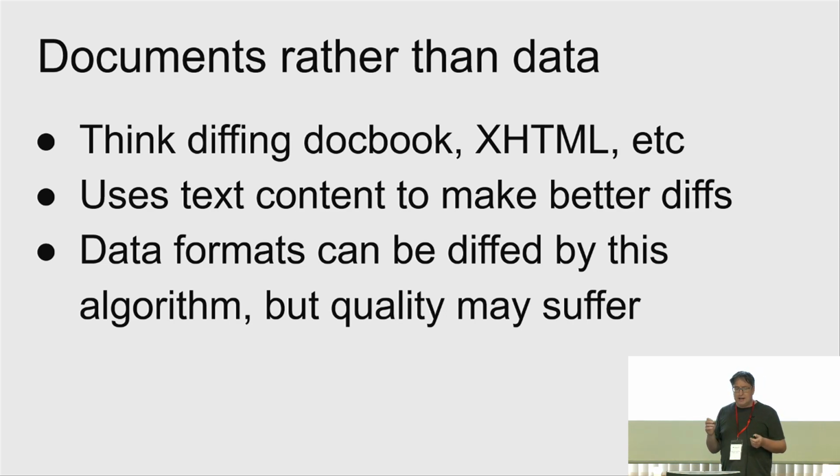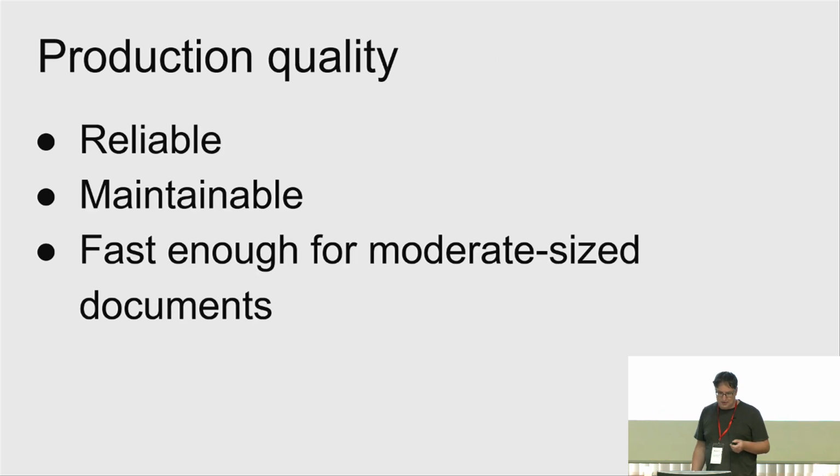The algorithm, which I didn't come up with myself, but I'm getting ahead of myself, uses the text content of the document to help make better differences. The algorithm could be used to diff any XML, but the quality will probably suffer because there's less textual, document-style overlap to anchor the diff.